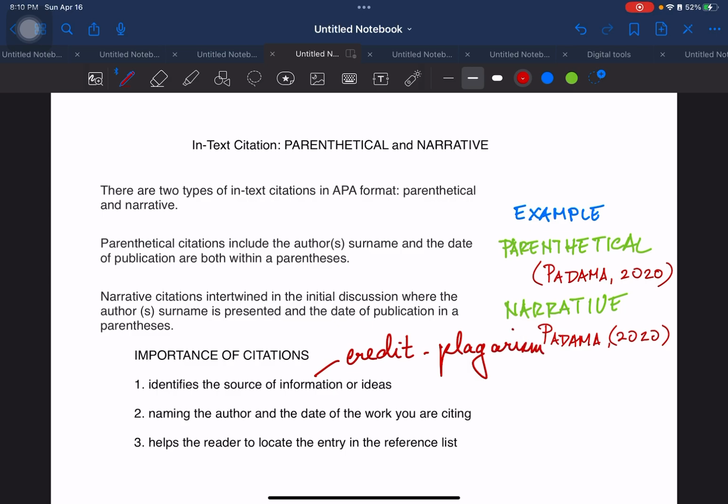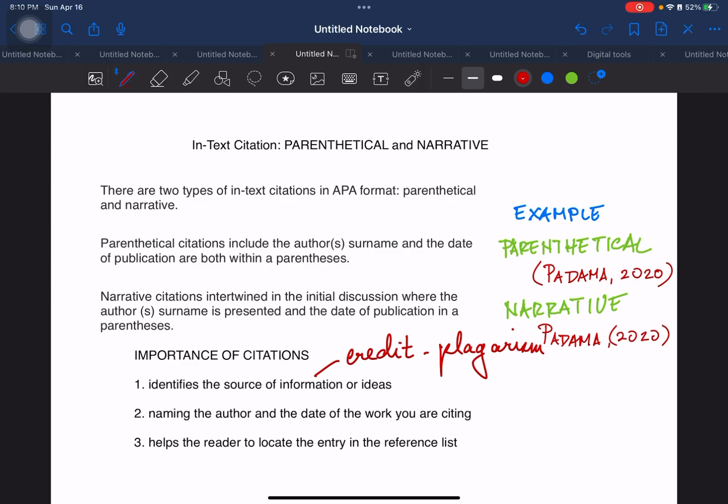So it is very important that everything that you put in your manuscript should be cited properly so that it will not be mistaken as your work. Para hindi masabi na kiniklaim nyo yung work na yon at kayo ang nagsabi nun, you need to cite, you need to give credit, you need to identify kung saan nanggaling yung mga ideas na present ninyo sa inyong manuscript. Okay, so basically that's the first importance.